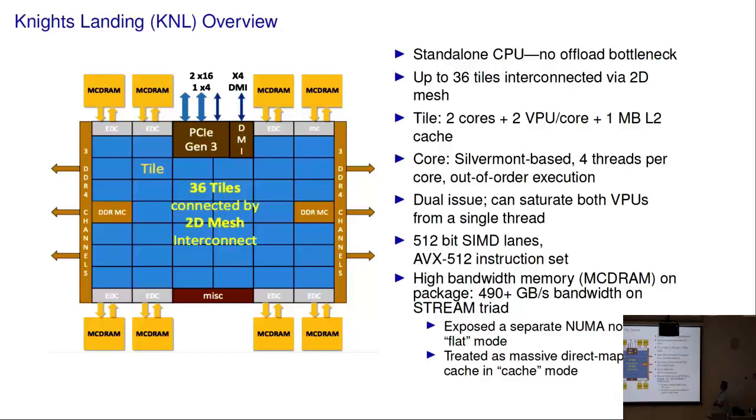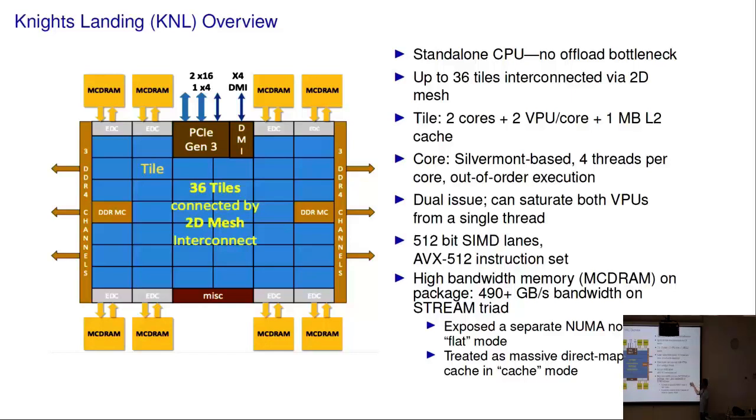So KNL has a lot of lightweight cores on up to 36 tiles interconnected by this 2D mesh. I think the thing that's really interesting about it from a programming perspective for somebody doing high performance numerical linear algebra type stuff, sparse linear algebra, is this high bandwidth memory they introduced. This is an on-package memory that gives really very high bandwidth, up to like 490 gigabytes per second on the Stream Triad.